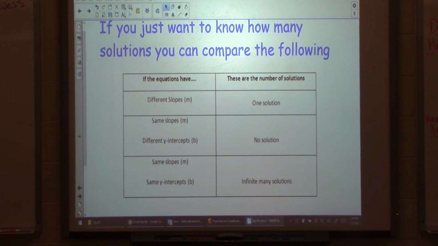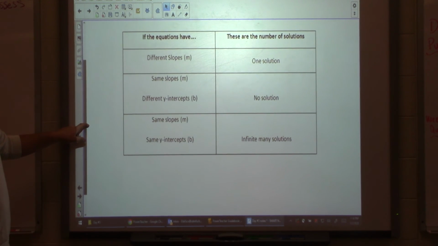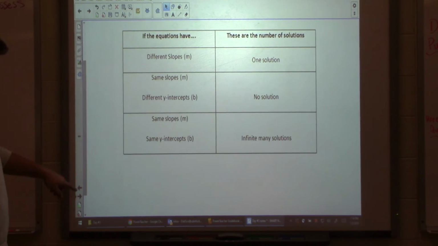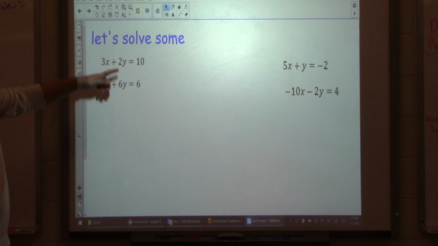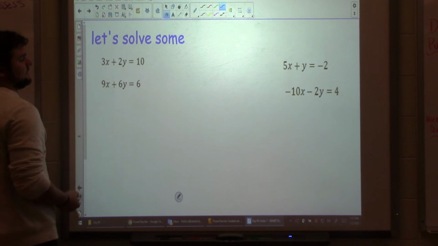Alright, we have 2 problems left. Let's cruise through them. Okay? You good back there? We good to go? Yeah. Okay, let's do it. So, 3x plus 2y equals 10. 9x plus 6y equals 6. So I'm going to do combination elimination because they're both in standard form already. I'm going to get rid of, let's say, y first.